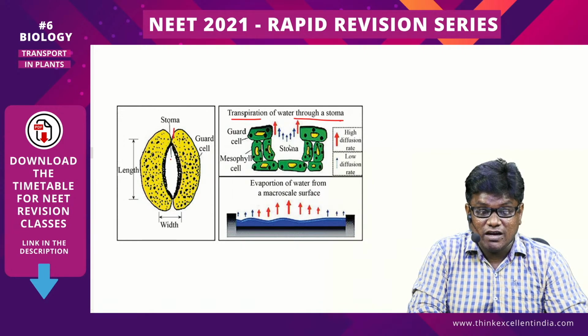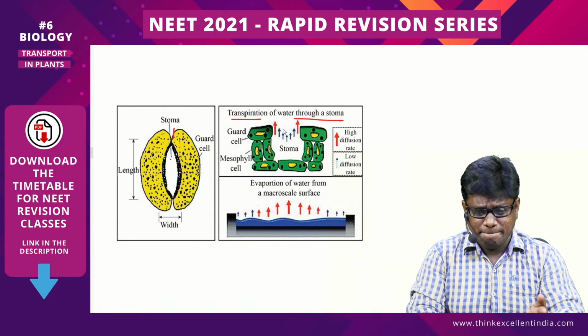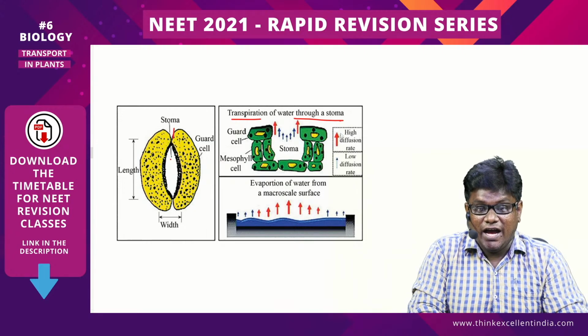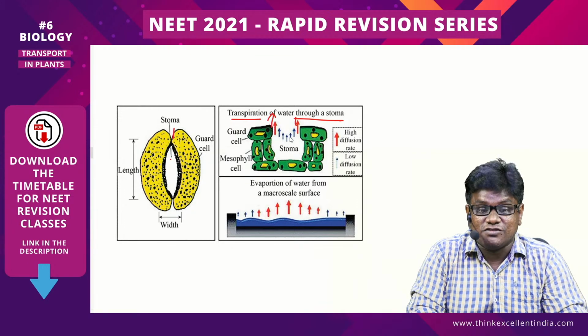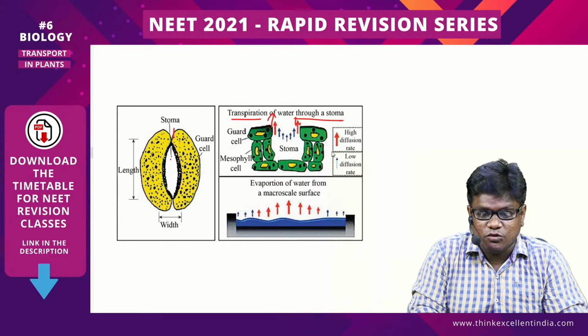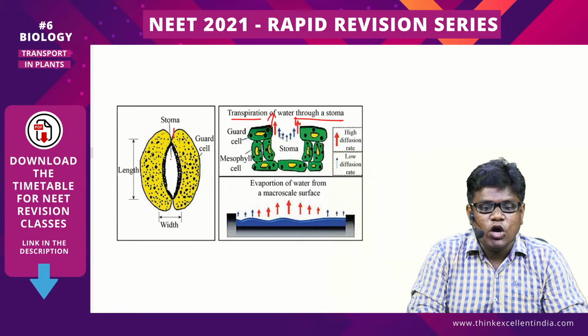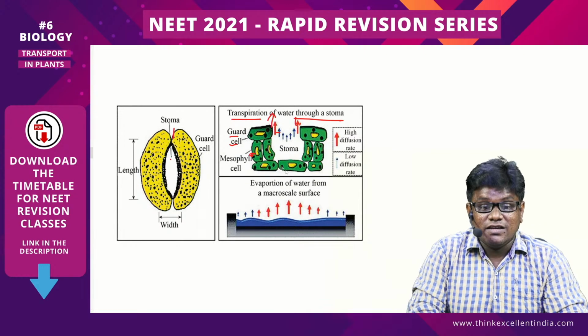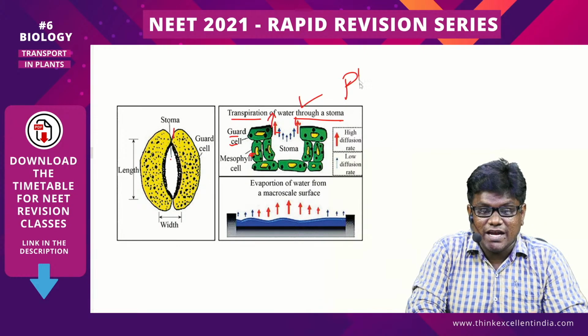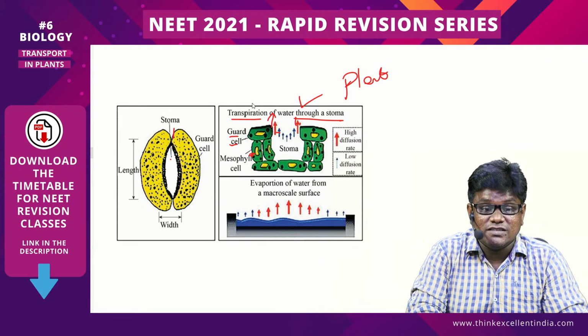Through the stoma, transpiration of water will move out. And here is high diffusion rate, it diffuses and goes outside, see, high diffusion rate. Low diffusion rate, this is the low diffusion rate. Either this is the mesophyll cells, guard cells, which is surrounded by the stomatal region, and this is taking place inside of a plant system. This is called transpiration.